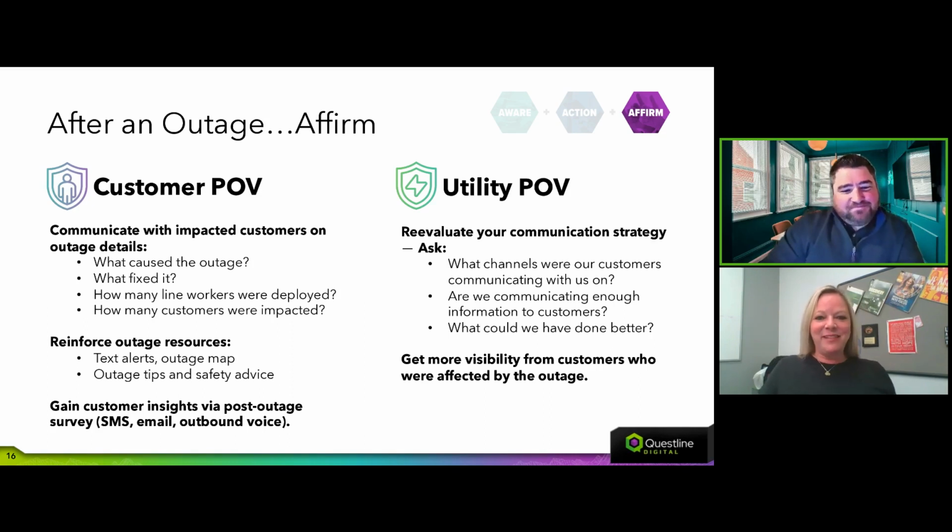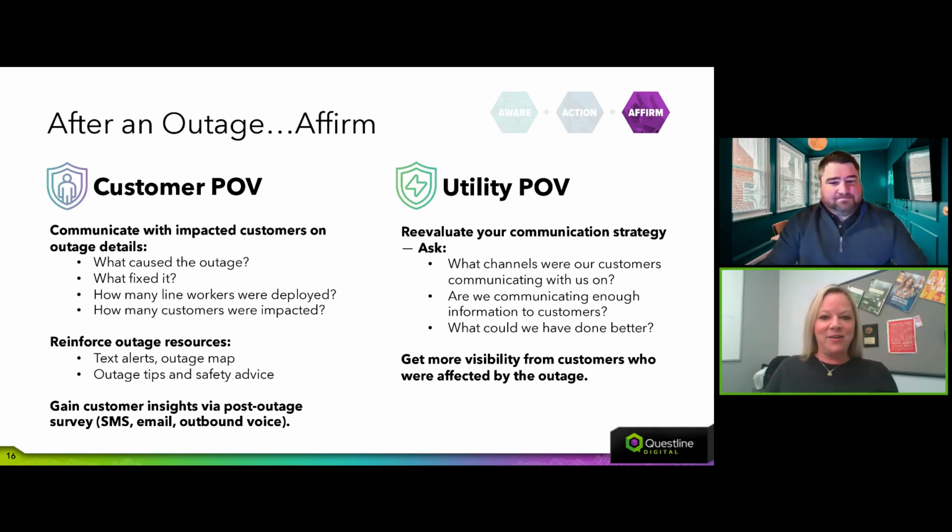Okay. So finally, the third A in outage would be Affirm. As John talked about in the beginning and talked about just then, reinforcing the importance of different ways to communicate. But the outage has effects on both customers and the utilities. So after the outage, customers need transparent outreach to build trust and credibility with their utility.